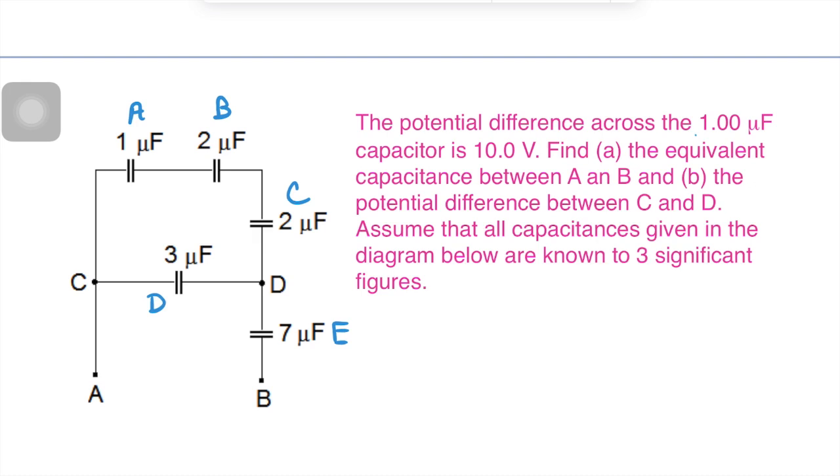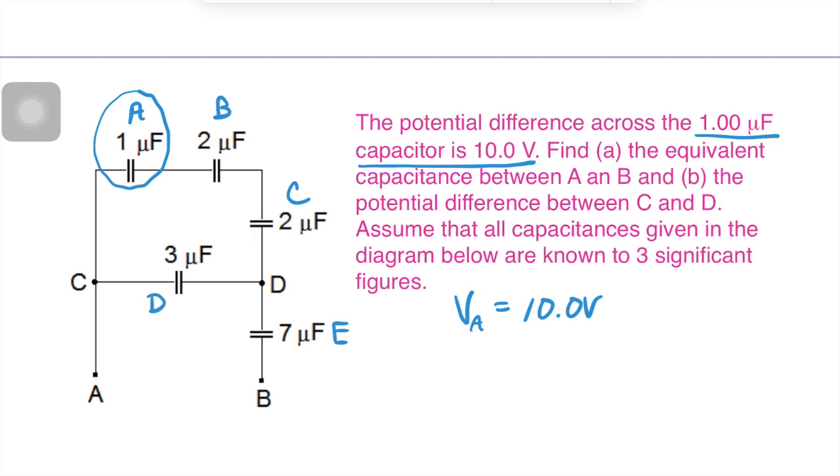Next, I'm going to read the problem and figure out what information they're giving me and what they're looking for. So this has two parts to it. They give me that the potential difference across the 1 microfarad capacitor is 10 volts. That's the one that I've labeled A. So I'm going to write down V, potential difference of A, is 10 volts.